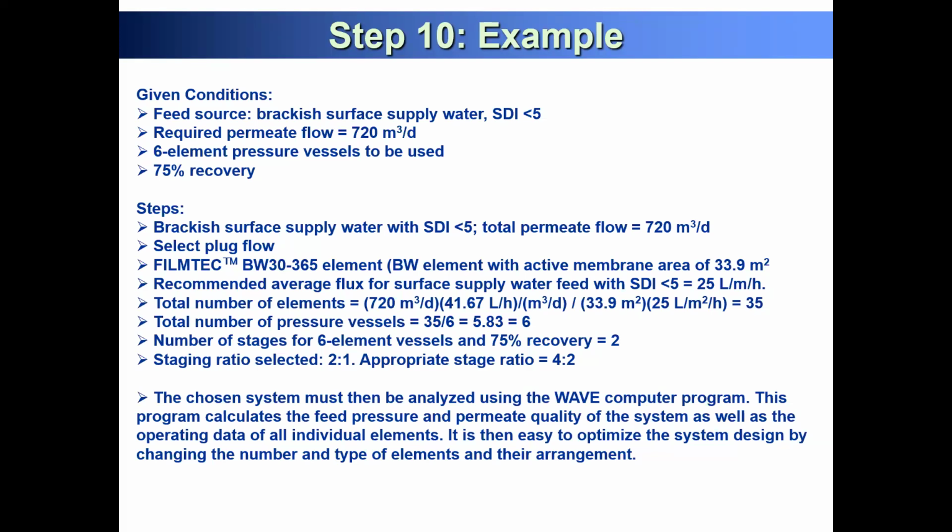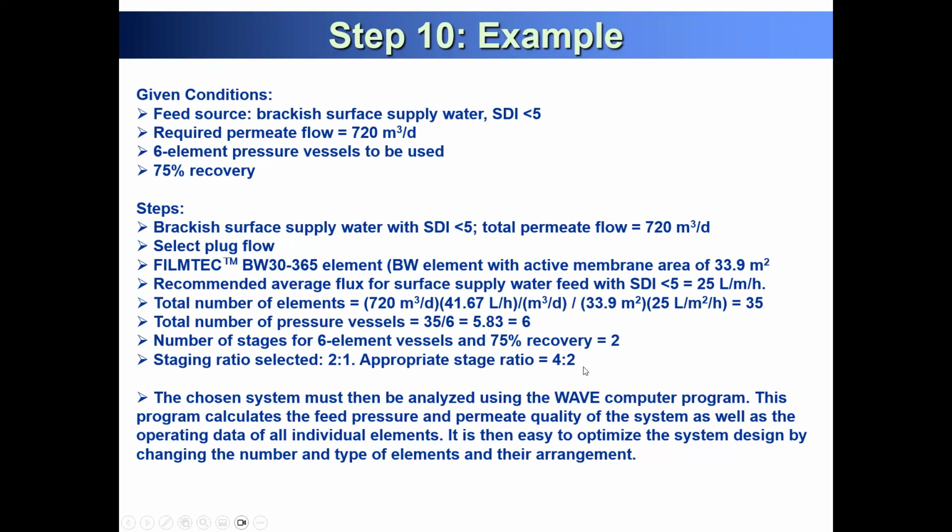So we select 2 stages. And how can we arrange the staging ratio? We already discussed seawater desalination: a 3:2 ratio would be ideal. For brackish water or wastewater reuse, a 2:1 ratio is ideal for the staging of the pressure vessels. So we would like a 2:1 ratio, which means we have 6 pressure vessels.